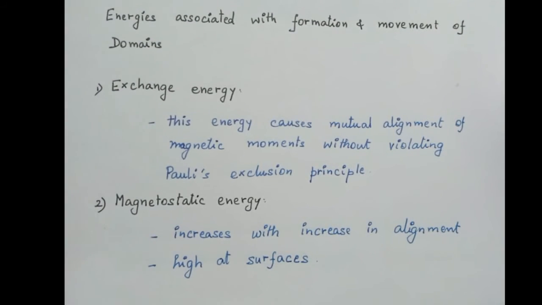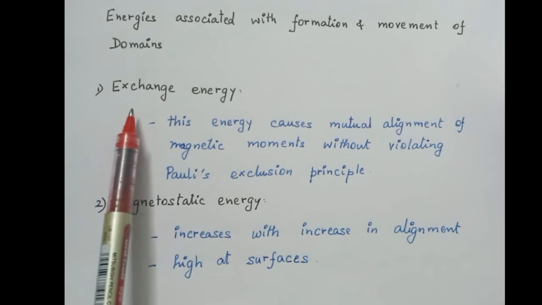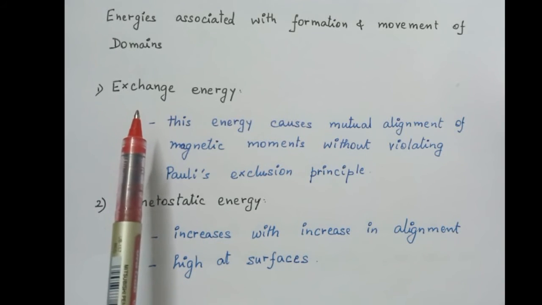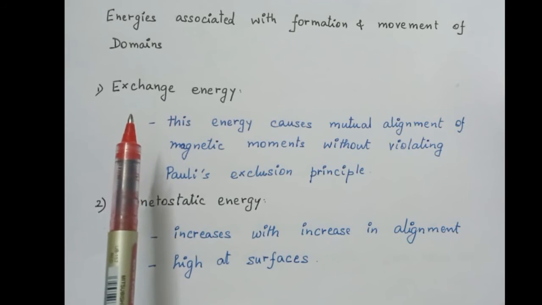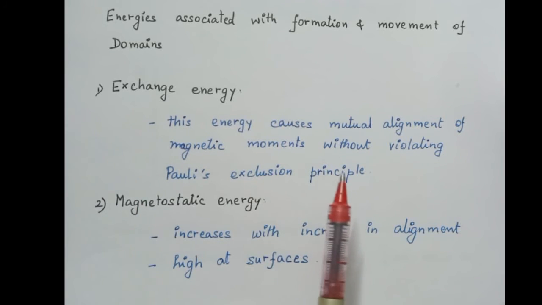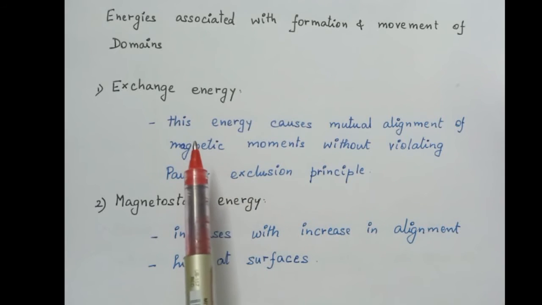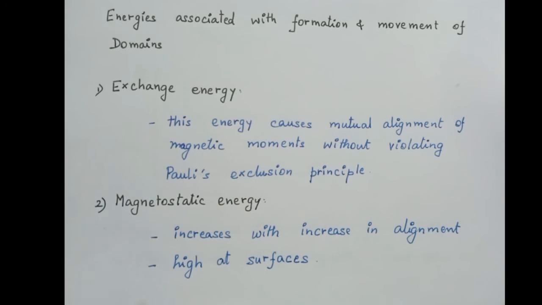Proceeding further with the domains. Domains are formed such that the net energy of the system is minimum. Some of the energies associated in the formation and movement of the domains are exchange energy. It is the energy that arises due to the mutual alignment of adjacent magnetic moments. And this alignment is such that it does not violate the Pauli exclusion principle. More the alignment, less is the exchange energy.